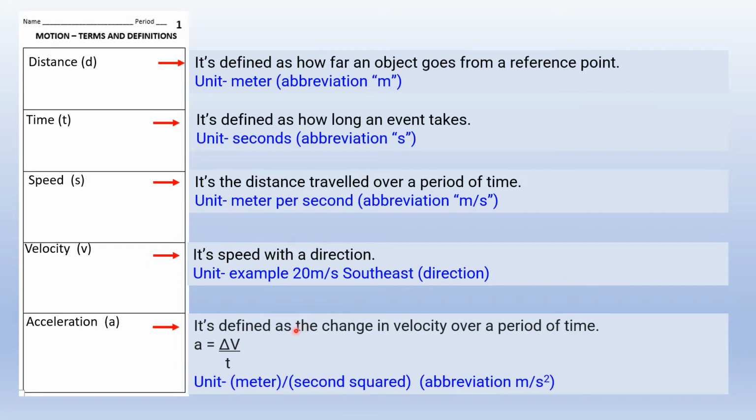Acceleration is defined as the change in velocity over a period of time. So here is the definition in terms of fraction. The unit for acceleration is meter per second square, abbreviation m/s².